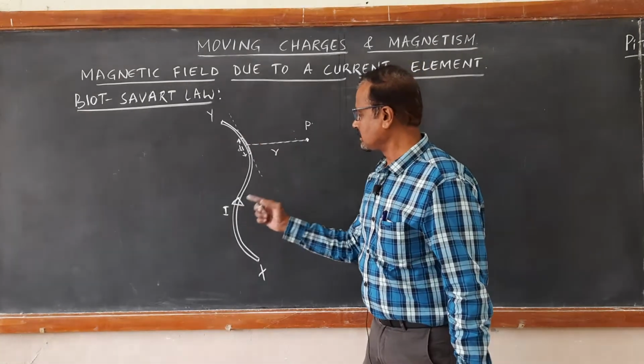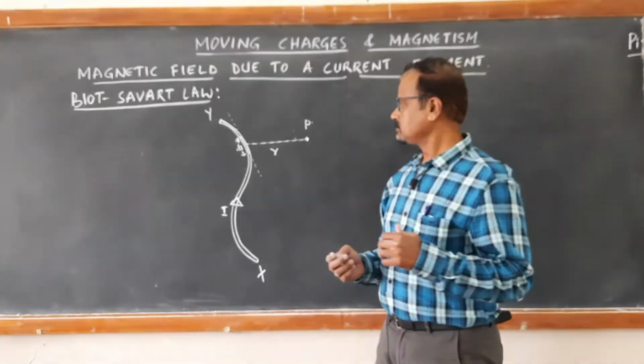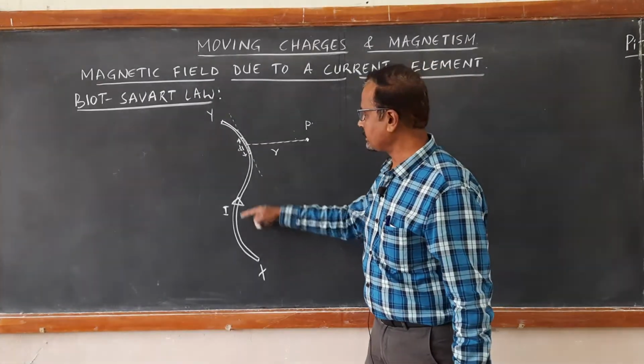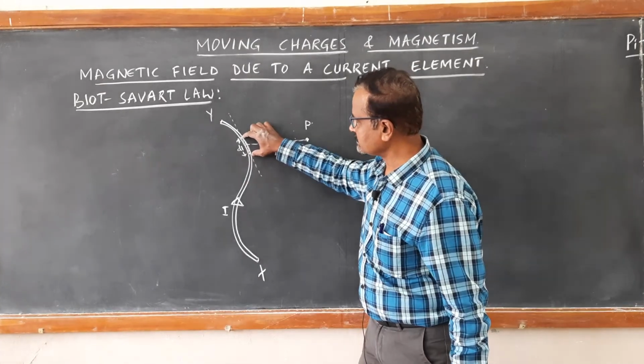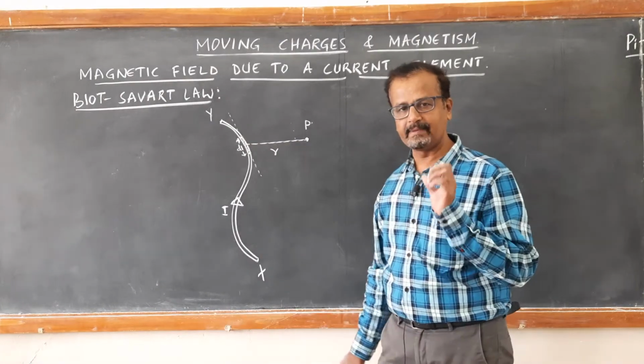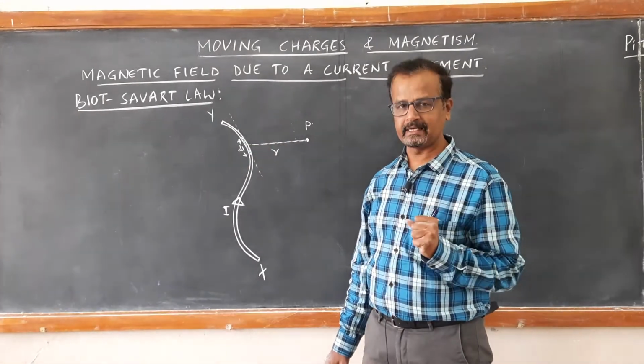You know, this current carrying wire is associated with a magnetic field, right? So how do we find the magnetic field due to the current carrying wire, out of which we are considering a small elementary portion that we call an element? When the current passes through that element, we call it a current element.